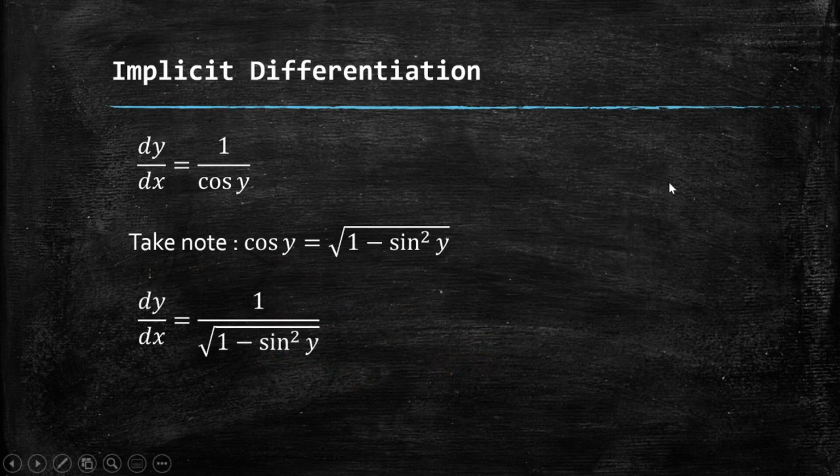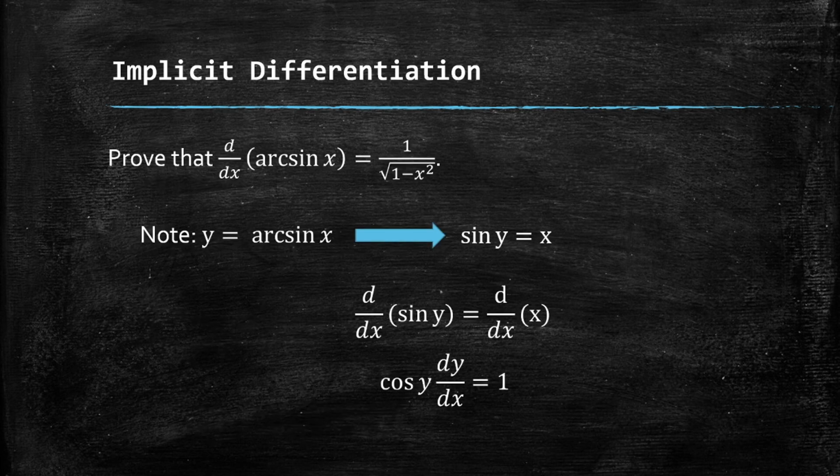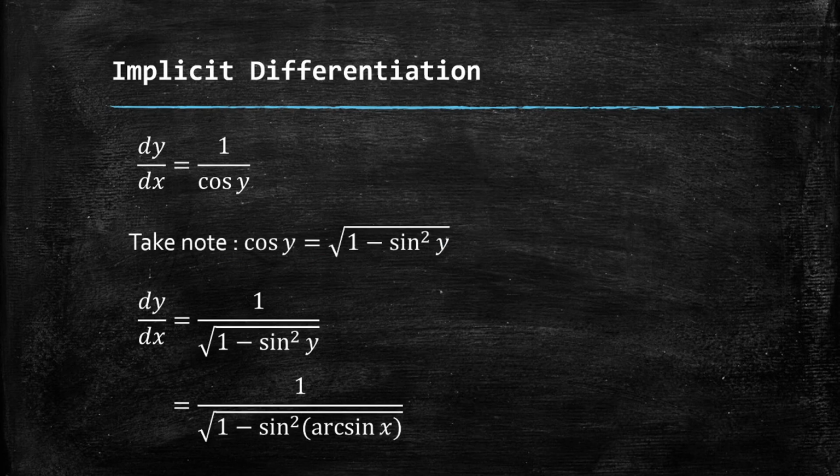So let's continue. Substituting this identity, we'll get 1 over square root of 1 minus sine squared y. Actually, if you look at the formula, it's almost the derivative itself. But take note that from our previous post, y is arcsine of x. So that's why we substitute arcsine of x, so that all of our variables are already with respect to x. The variable here is x and not y, so we need to have arcsine of x here instead of y.